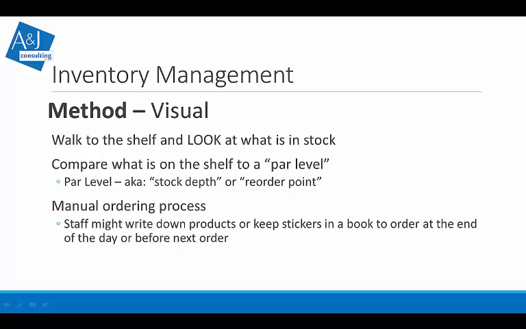So the staff may write down products throughout the day and keep stickers in a book. So if you have stickers on each bottle, I know when I first started in pharmacy, our supplier would have stickers on the bottle. So you just peel a sticker off. It usually has an item number, maybe the NDC or whatever, and you just keep stickers in a book. And at the end of the day, you just go bang out the order using that little book. Very manual process, but it's definitely helpful for a small pharmacy.